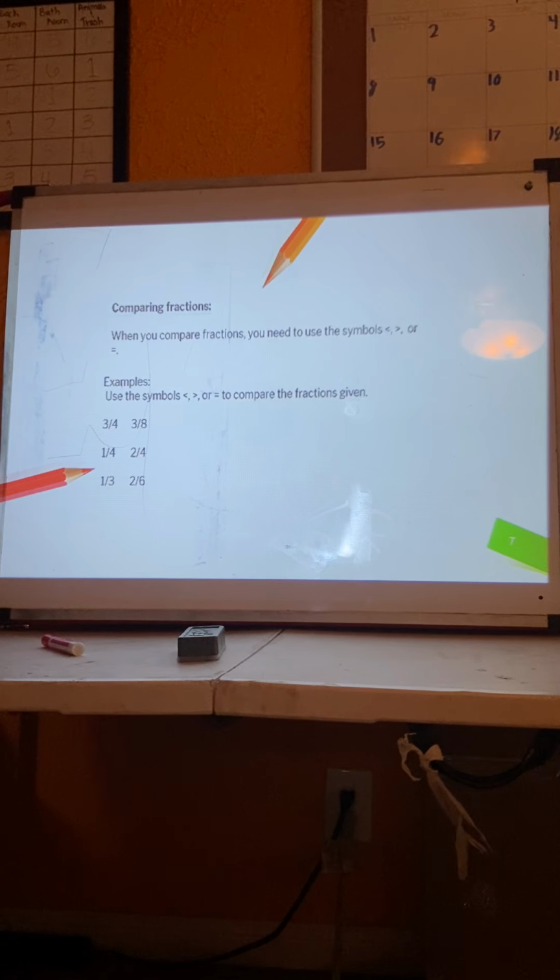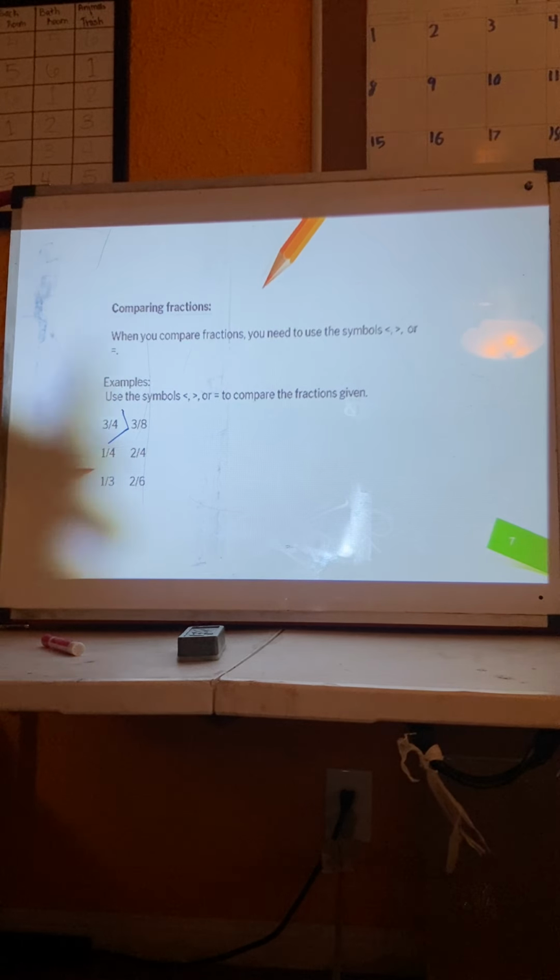When you're looking at the denominators, the smaller the number, the bigger the fraction. Remember? The smaller the number, the bigger the fraction. So whenever we're comparing this first set of fractions, I see that the numerators are the same. Now I'm going to compare the denominators. Automatically I see that 4 is a smaller number, so it's going to be greater than 3/8. Remember, when the numerators are the same, compare the denominators. The smaller the number, the bigger the fraction.